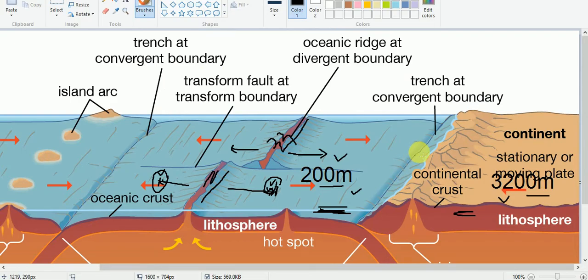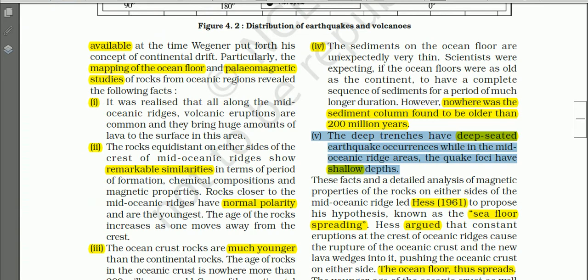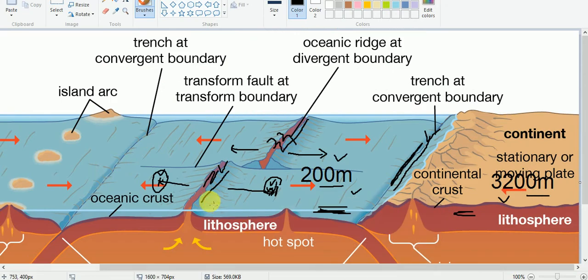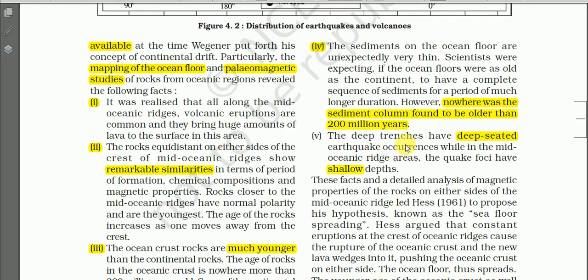So here we have these trenches. These are the depressions, very deep depressions. The earthquakes that occur at the trenches have very deep-seated focus, and the earthquakes that occur at the mid-ocean ridges have shallow focus. That is the point mentioned here. Earthquakes at the crest of the mid-ocean ridges have shallow focus, whereas earthquakes at the oceanic trenches have very deep-seated focus. So this is fact number 5, that is, finding number 5.